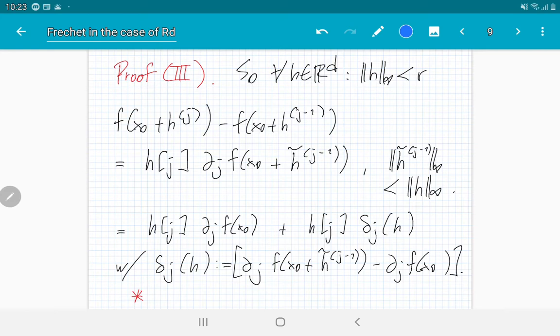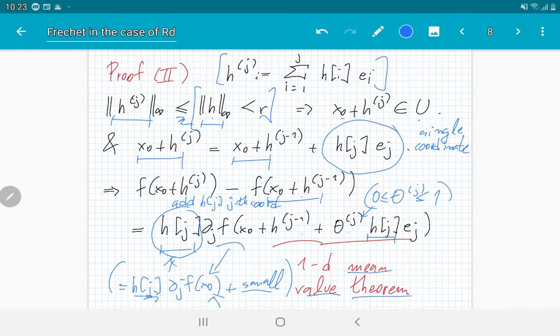Okay, so that's what we have over here. So that's another way of writing the same result. So f of x naught plus h sub j minus f of x naught h plus 1. That's the jth coordinate of h times the partial derivative computed at a point x naught plus an h tilde j minus 1. That's just a name I gave to that vector that showed up here, right?